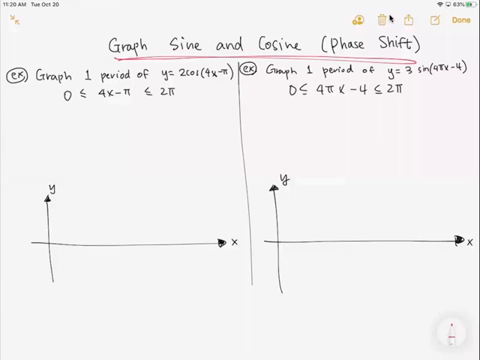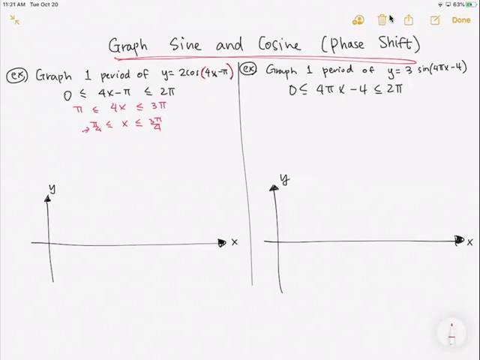In this video, we're going to go over how to graph sine and cosine using their phase shift. So for the first problem, I'm going to set what's inside of the parentheses between 0 and 2 pi. We're going to add pi on both sides. Then we have pi, 4x, and 3 pi. Now divide both sides by 4. You will get pi over 4, x, and 3 pi over 4.